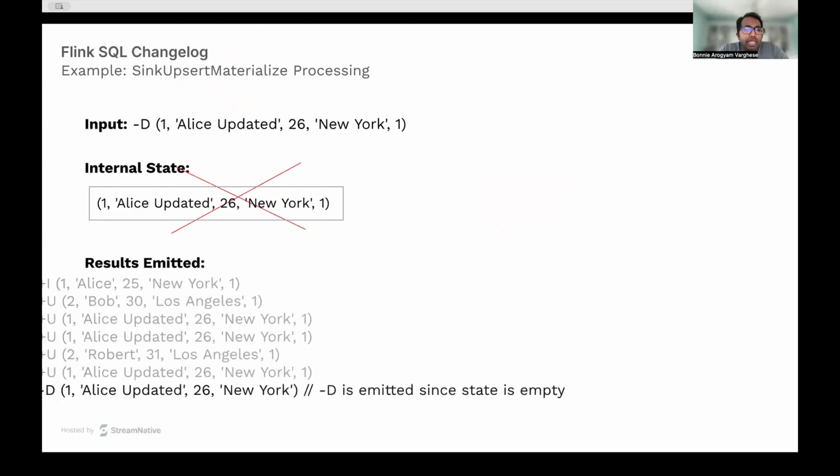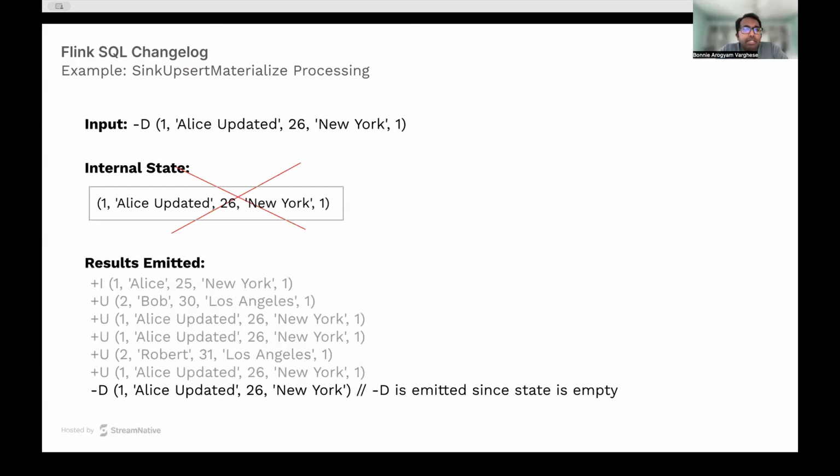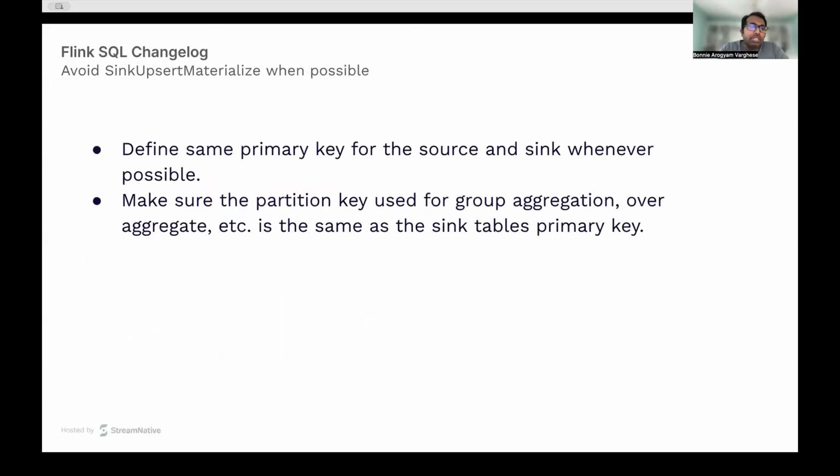Now, when a minus D comes in which is the last element in the state, it's correctly removed from the state, and a minus D is emitted in this case. As you could see, the state can grow a lot if the upsert key is not unique. So the good recommendation, if possible, is to have the primary key for the source and sink match whenever possible.